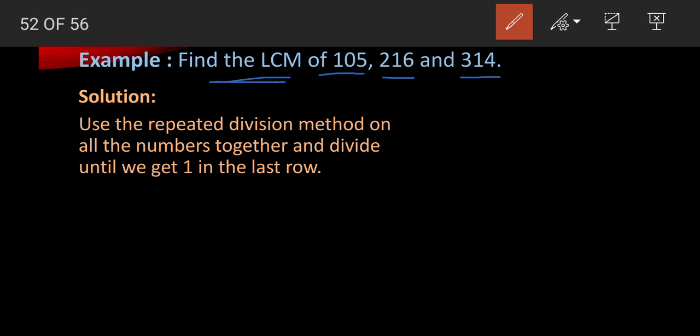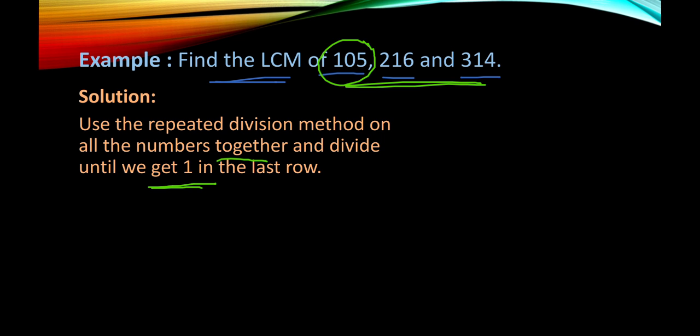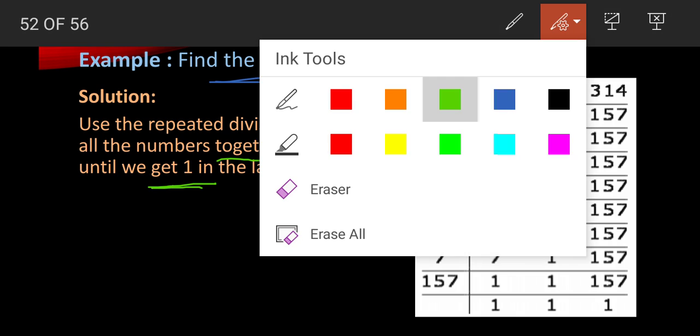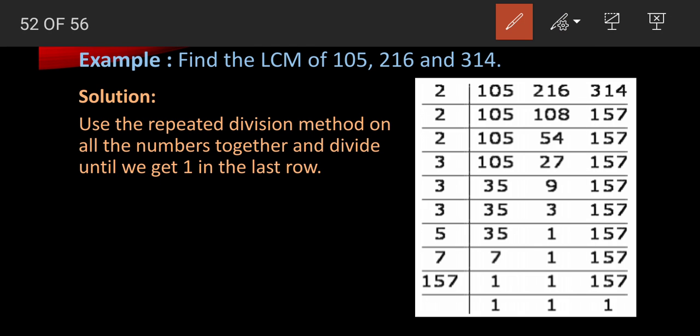Use the repeated division method on all the numbers together. In the previous prime factorization method we divided each number separately. Here we will divide all 3 numbers at a time, together, until we get 1 as the last row. So here is the repeated division of these numbers, that is 105, 216 and 314.